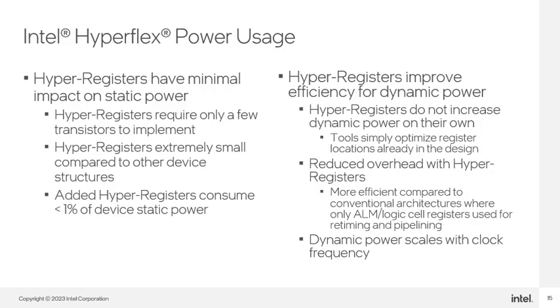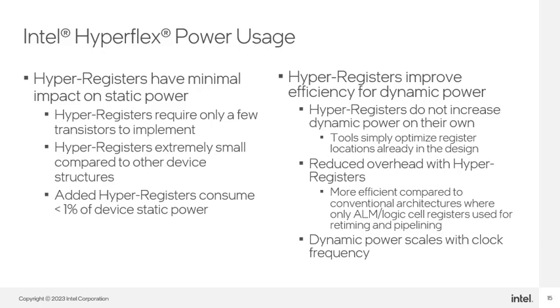As far as static power is concerned, the hyperregisters are implemented as simple D flip-flops. Each one requires only a few transistors to implement, fewer than the number required to implement an ALM register, and much fewer than more complex resources like the RAM and DSP blocks. As a result, the hyperregisters collectively contribute minimally to the total static power, less than 1%.